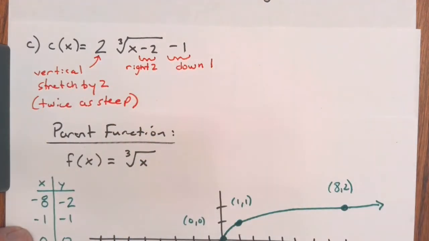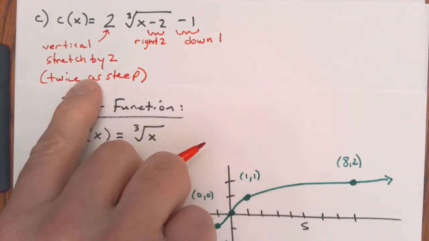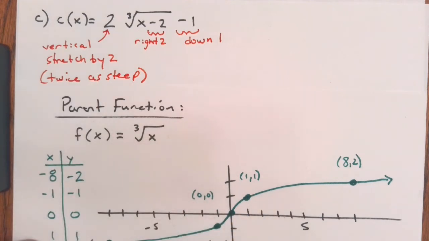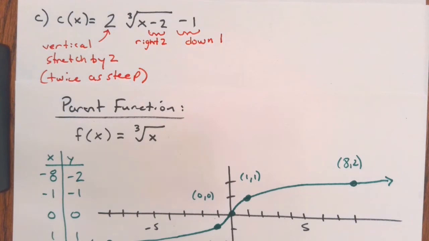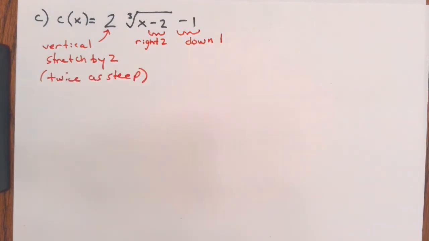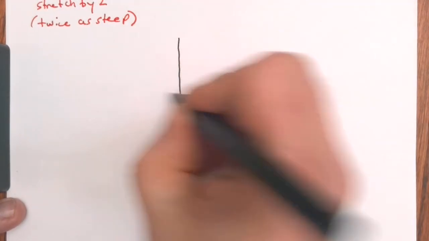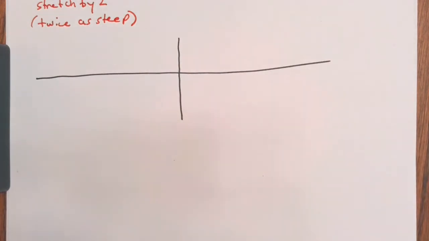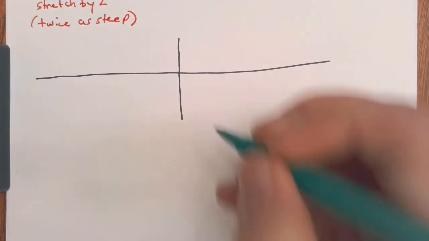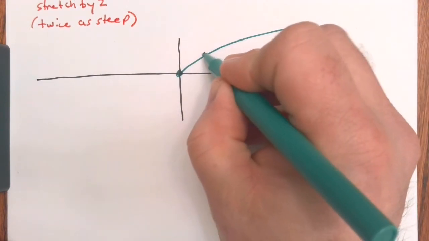Now I'm going to graph. I'm going to take this parent function graph, and to start with, I'm going to make it twice as steep. And then after I do that step, I'll take that graph and I will go right 2 and down 1. So let me make a quick sketch of our parent function graph again here. And to start with on this one, I am not even going to put stuff on the x and the y axis. I'm just going to draw the shape in, and I'll put those points in.